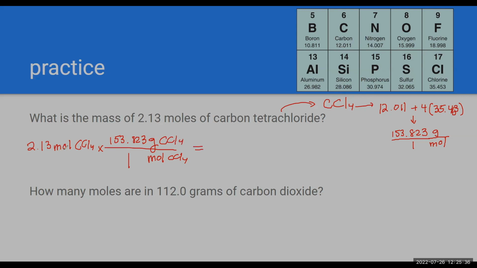And then we can check for the units that cancel out. So we can cancel this one out and we can cancel this one out. And if you run this through the calculator, we should get a final answer of 327.6. And that should round up to 328 grams.